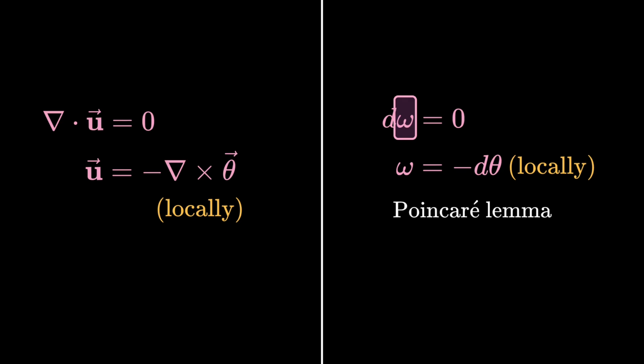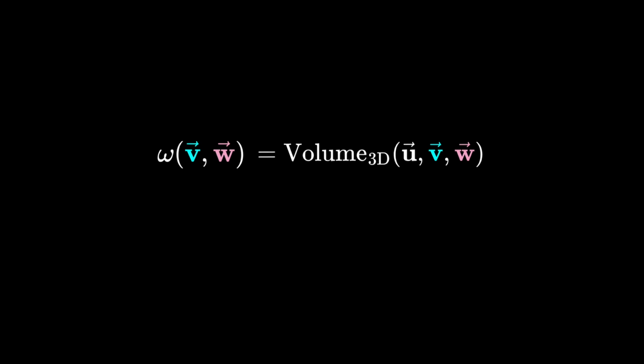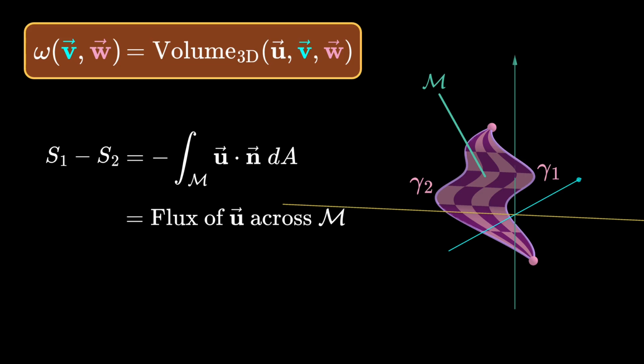Before answering that, even for motion in more than one dimension, we can still define this vector field U. Let's define omega as a 2 form, which means it takes in 2 vectors and outputs a number. This number is the volume of the parallelepiped created by vectors u, v, and w. You have actually seen this before. The normal vector times area is precisely a cross product, and the scalar triple product is a volume.